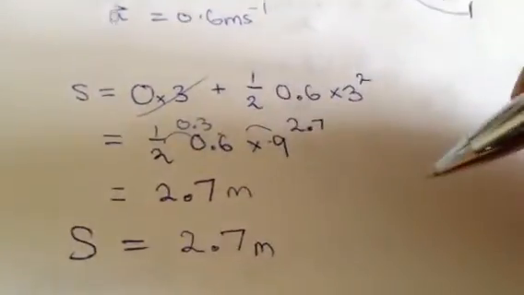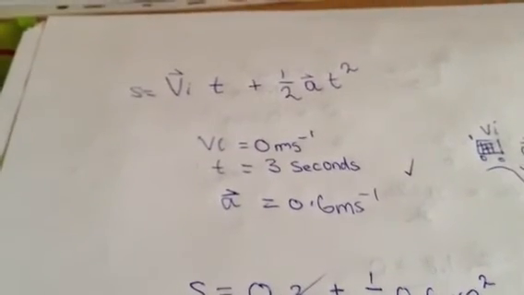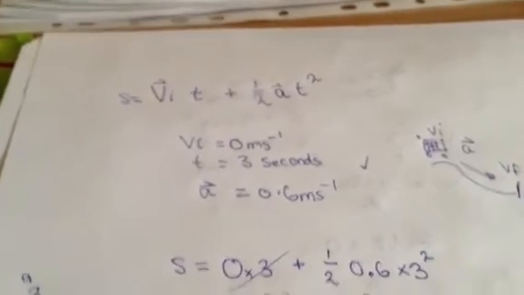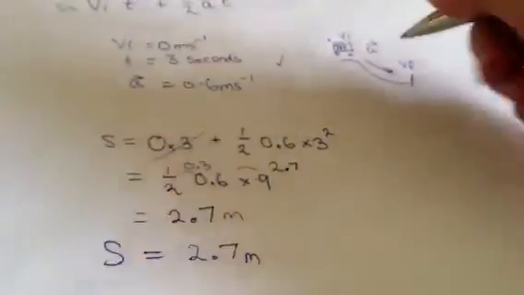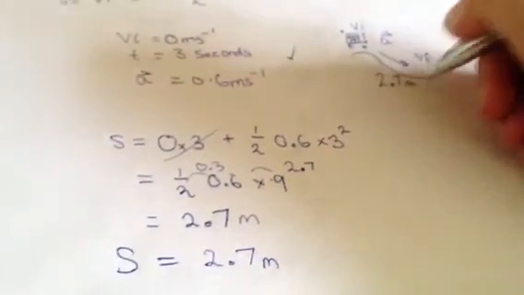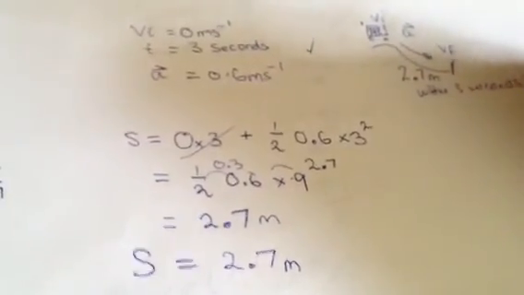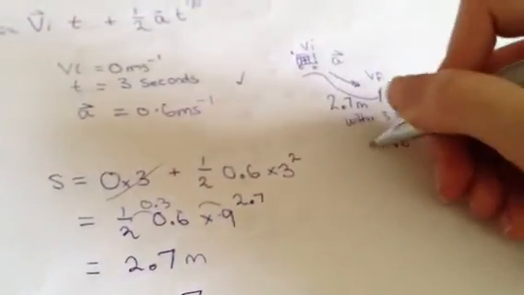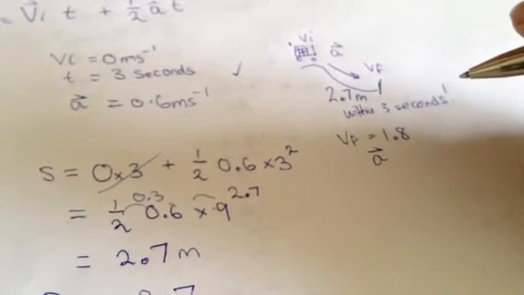So that's our distance. Distance is represented using s. So again, just a recap of the formula, it's the initial velocity times time, plus half of the acceleration times time squared. And that's how we're able to get the distance that the trolley travelled. So 2.7 meters within 3 seconds. And of course, it's greater than the final velocity of 1.8 because the object was accelerating.